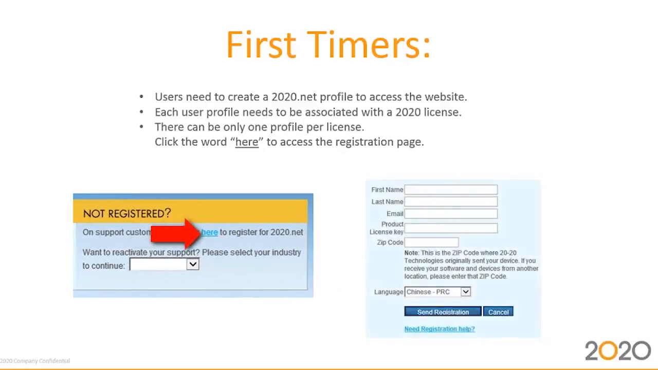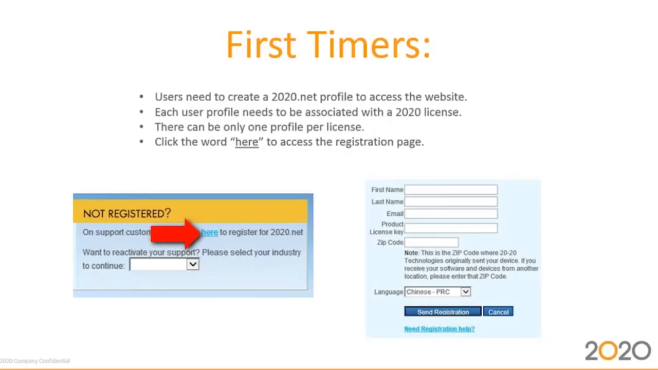The next thing you want to do is click the word here, which is where that red arrow is pointing on the screen. And that'll bring up a little registration window like you see on the right-hand side there. It's a pretty straightforward form. It's just your name, email address, your product license key, which again is that number from your little USB key.